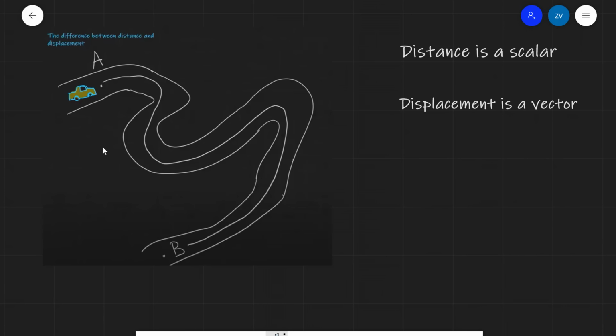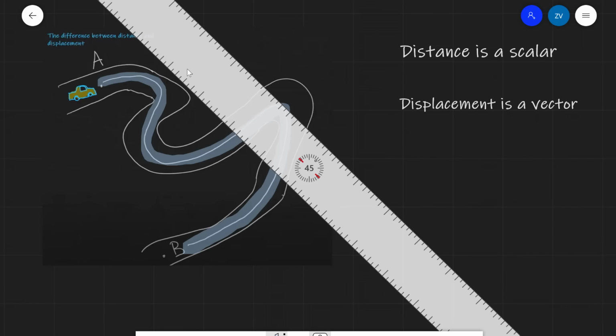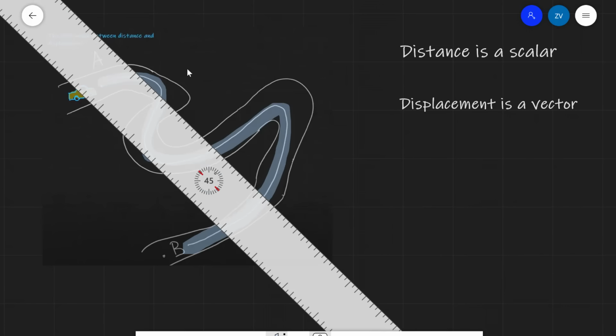The distance that a car will travel from A to B will actually be defined as the total length of this path over here between the 2 points. In other words, if you think of the mile meter inside of the car, it will be the total distance the car has traveled in miles, for instance, or in meters between points A and B. Now the displacement, on the other hand, is defined as the distance in a particular direction.